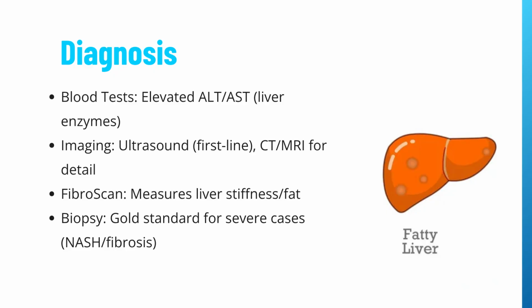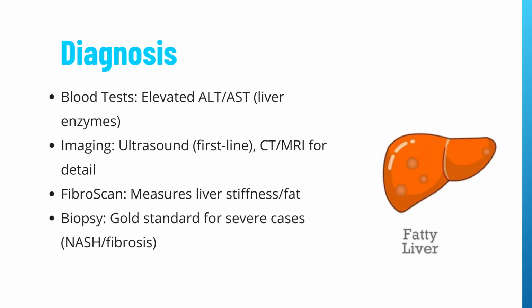This is a specialized type of ultrasound that measures liver stiffness and fat content. It helps assess the degree of fibrosis and steatosis, which are critical in evaluating disease progression. Next is the liver biopsy. Although rarely needed, a liver biopsy is the gold standard for diagnosing non-alcoholic steatohepatitis and assessing fibrosis severity. It involves extracting a small tissue sample to check for inflammation, fat, and scarring under a microscope. Biopsy is usually reserved for unclear cases or when advanced disease is suspected.